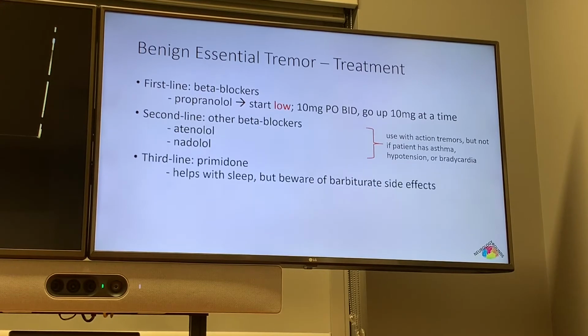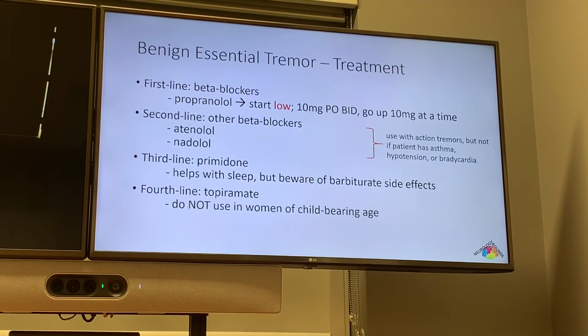The third line is actually a barbiturate, primidone. This also helps with sleep, so you can be very effective in your medication choice if they also have sleep problems. Just be aware of the sedating effects of primidone, the dangers of operating large vehicles, and that these are also not ideal in elderly patients. And a fourth line, if you get down that far, would be topiramate. Of course, the limitation here is that this is not a good one to use in women of childbearing age, because it is quite teratogenic.